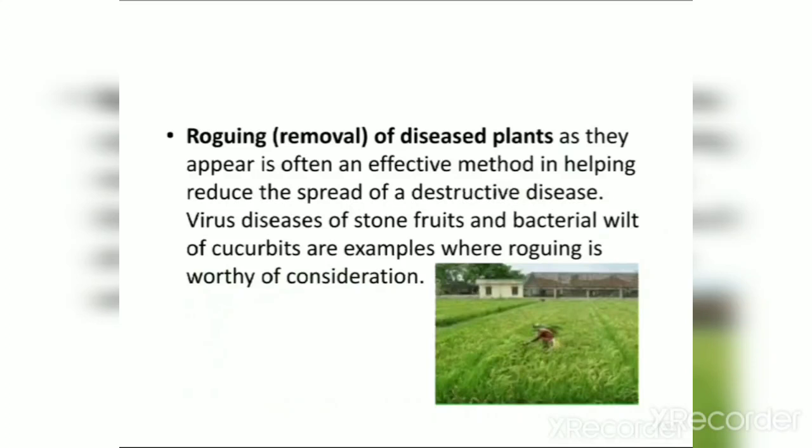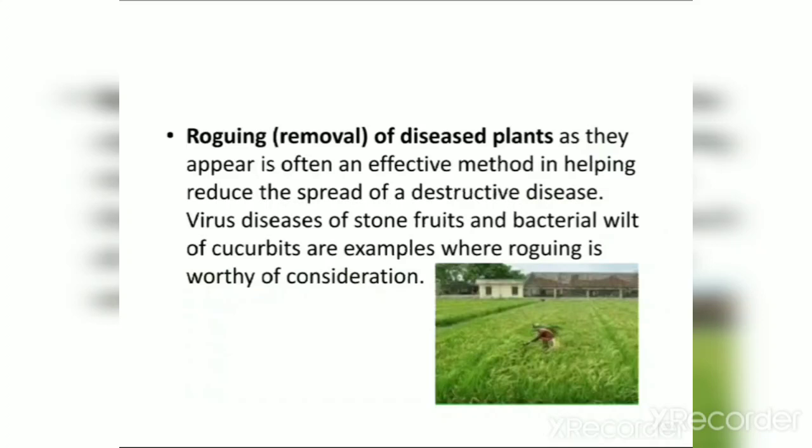Now, rogueing or removal of the diseased plant, why is it done? This looks very simple, but it is a very essential cultural practice which leads to reduction in disease development for the next season. Once we see an infected plant in the main field, it should be immediately picked up and removed. It should be destroyed so that the disease does not spread from that infected plant to other healthy crops. These cultural control practices have been found to be economically feasible and to reduce disease losses.